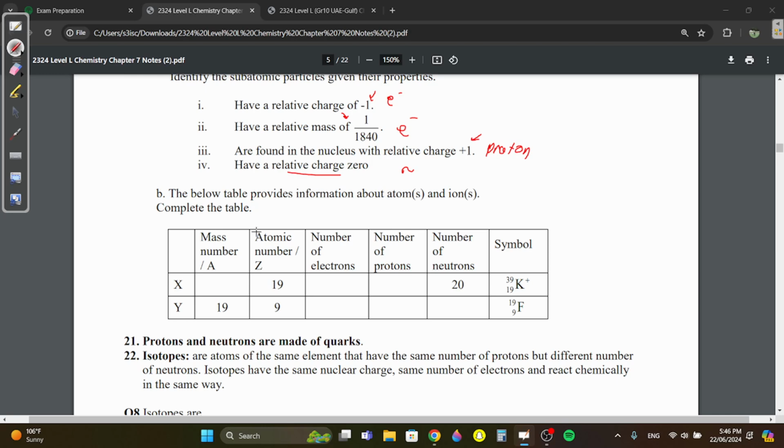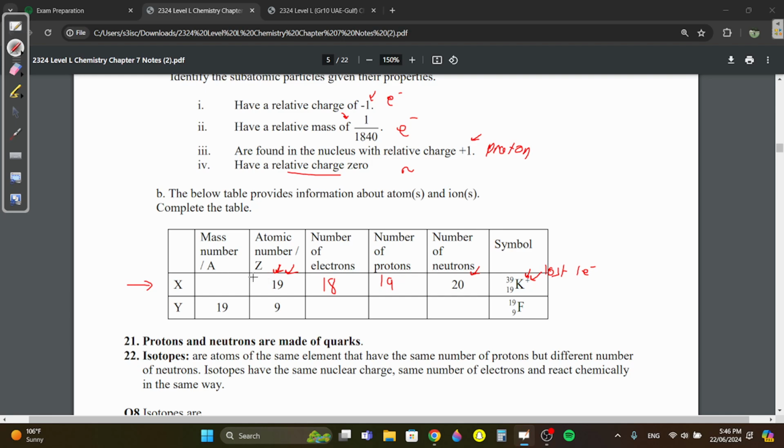The table below provides information about atoms and ions. Okay, so they gave us this X here. They gave us the atomic number is 19, and the number of neutrons is 20. And this is the symbol of it. Do we know how many electrons are in it? We know that it's +1, so obviously it lost one electron. If it has 19 as the atomic number, then the electrons will be 18, 19 minus 1. It would have been better if I started off with writing the protons. Obviously if its atomic number is 19, the protons are 19.